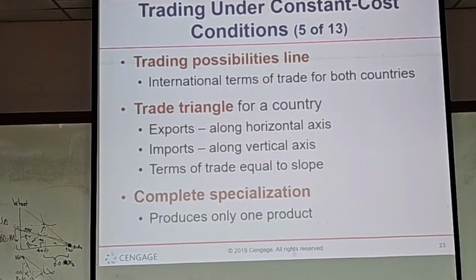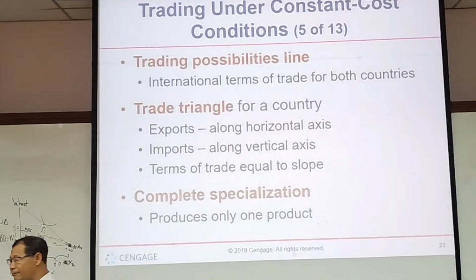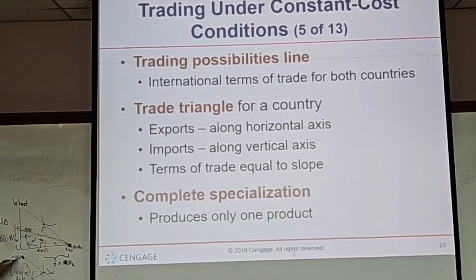But consume only 100. So this is 60, produce 160 minus 100. This is the produce line, the red line, okay? 100 produce, consume only 100. 160 produce, consume only 100. So the 60 for USA is the export of wheat. Yes.